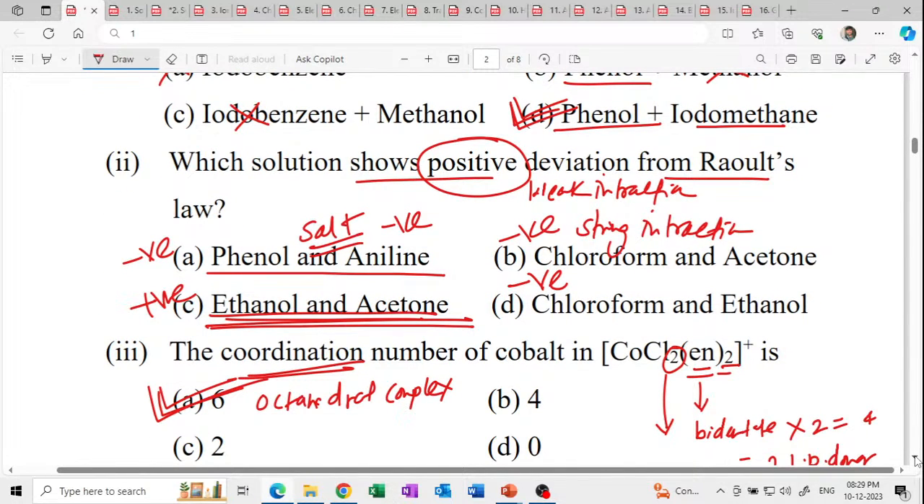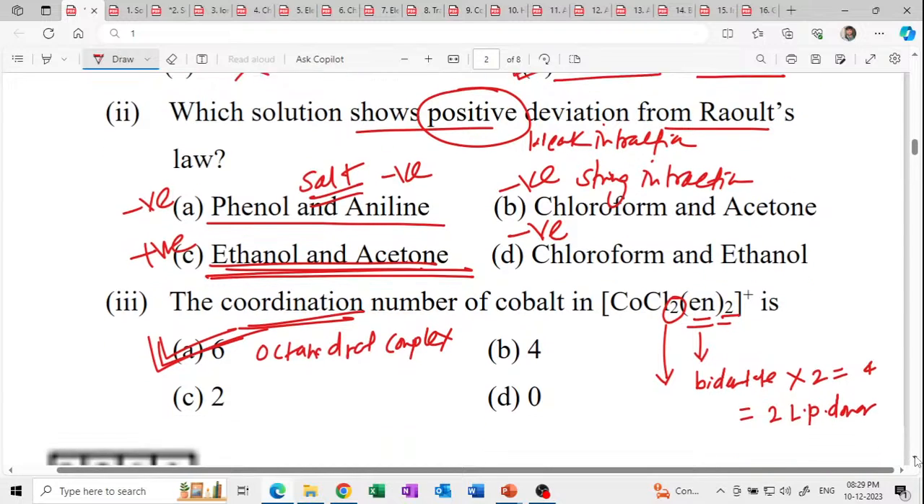Get it even? Negative deviation is in the case of strong interaction, and positive deviation stands for weak interaction between solute and solvent. So if there is a weak solute-solvent interaction, positive deviation, and if there is a strong interaction, there is a negative deviation. Get it even? Then this is a very important question.